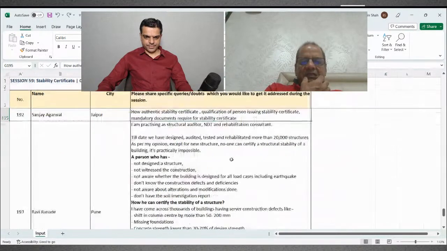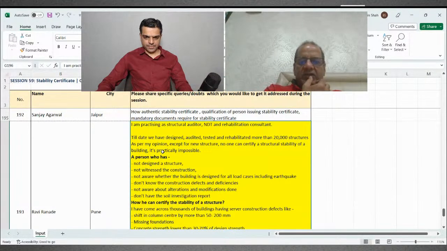I am practicing as a structural auditor, NDT and rehabilitation consultant. Till date, we have designed, audited, and tested more than a person who has not designed a structure, not witnessed.